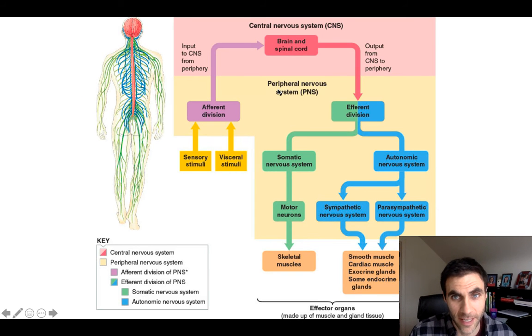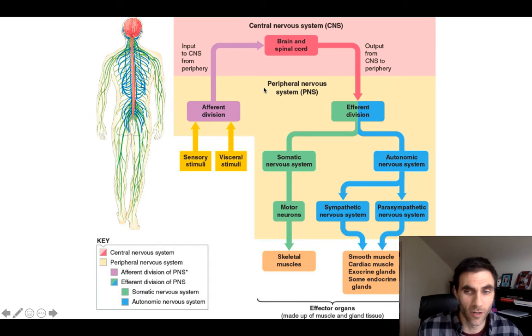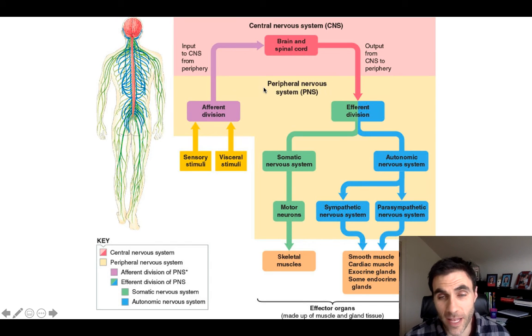Okay, basically, either you're in the brain and spinal cord, you're the central nervous system, or you're not. Okay, and you're a neuron or cell that works with the nervous system. If you're not in the brain and spinal cord, we call you part of the peripheral nervous system. Think peripheral vision, towards the outside, not the center, okay? So that's our first two divisions.